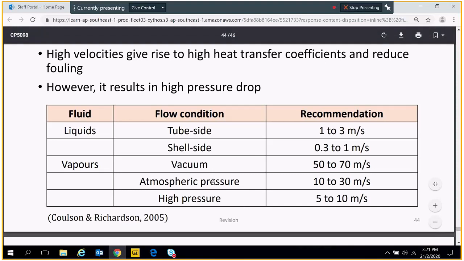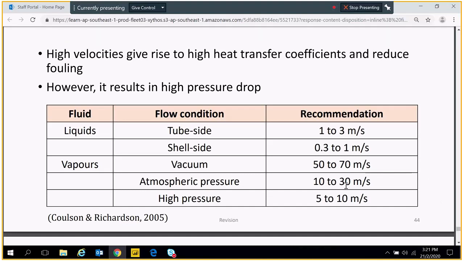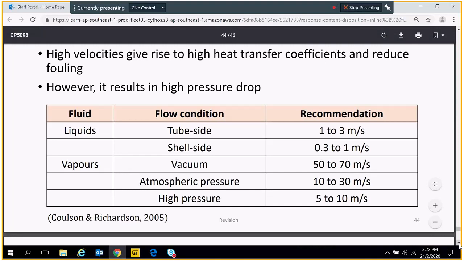Okay, look at vacuum, atmospheric pressure, high pressure. Look at the recommended velocity. So vapor, you expect to have a much higher velocity because vapor can move a lot more easily. Vapor can flow a lot more easily as compared to liquid. Liquid will find it more difficult to move in the tube. But vapor can flow very easily. Therefore, you expect higher velocity.